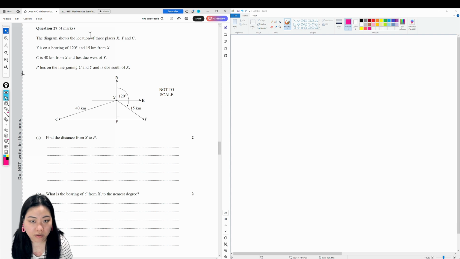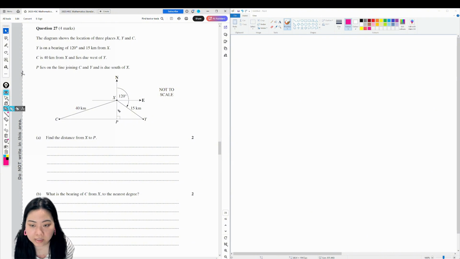Question 27, 4 marks. The diagram shows the location of 3 places X, Y, and Z. Y is on a bearing of 120 degrees and 15 kilometers from X. C is 40 kilometers from X and lies due west of Y. P lies on the joining line C to Y and is due south of X. Find the distance from X to P.